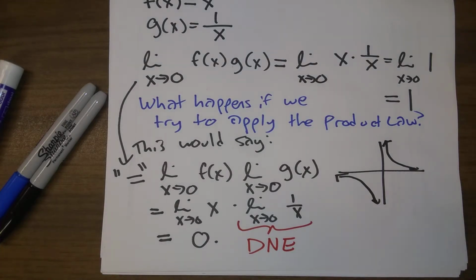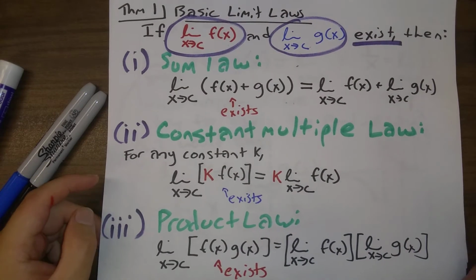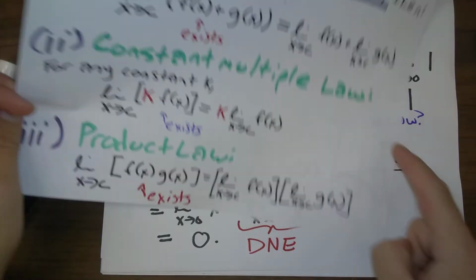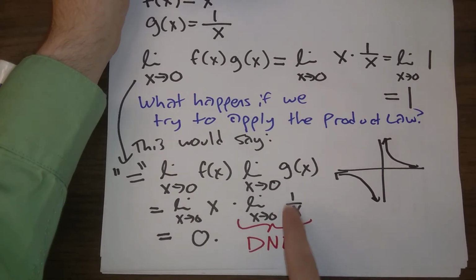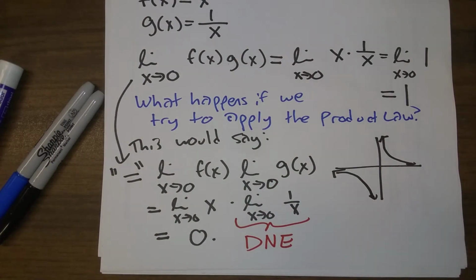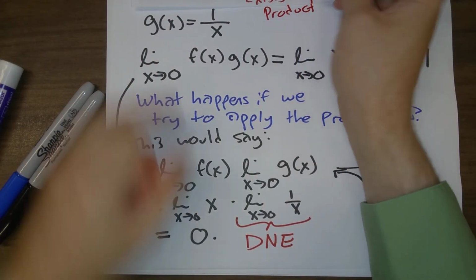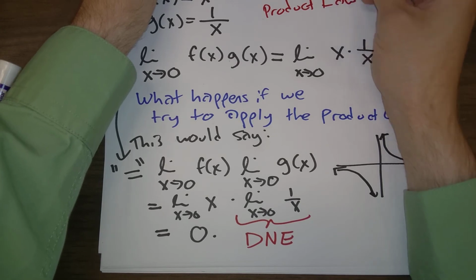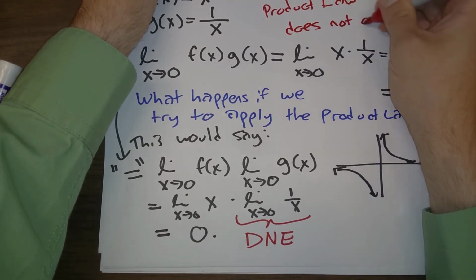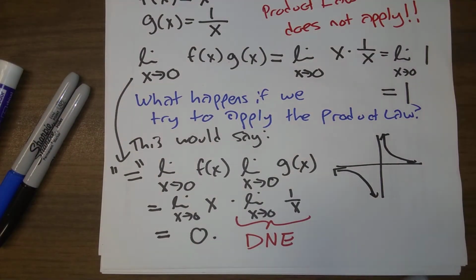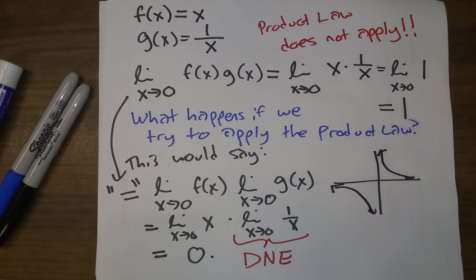And so the point here is that we weren't allowed to apply the product law because it required both of these two limits to exist. This limit existed, but this limit doesn't exist. So in this case here, the product law does not apply. And so we have to be careful when we're working on this to make sure that we're allowed to apply the rules that we want to. Most of the time we will be able to, but we should be careful in certain circumstances.